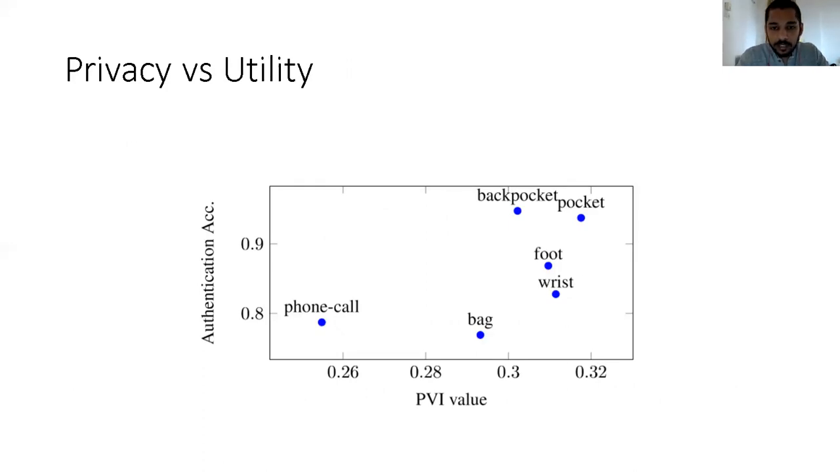If you look here, the highest accuracy is provided by the front pocket and the back pocket. Out of those two, you can see the front pocket is more privacy invasive because the PVI value is higher. The back pocket has a relatively lower PVI value. So simply switching the phone from the front pocket to the back pocket can increase the privacy aspect of gait sequence. Phone call here is for holding your phone up to your face. That provides the lowest PVI value, still providing around 80% authentication accuracy.